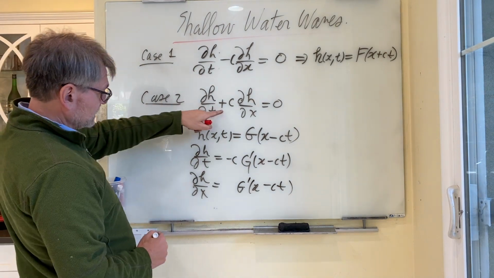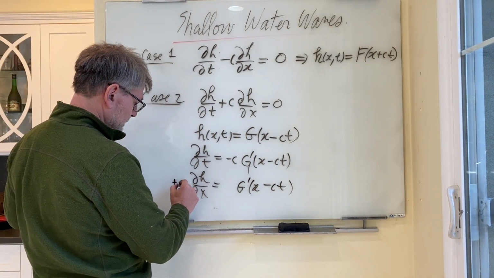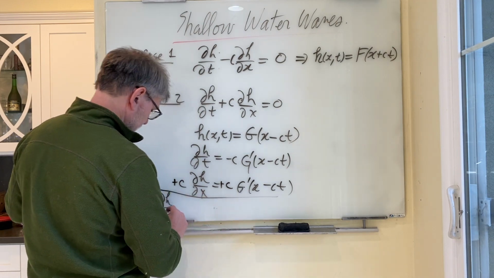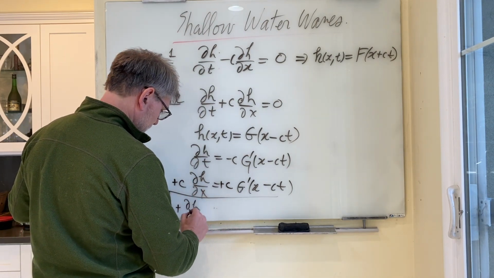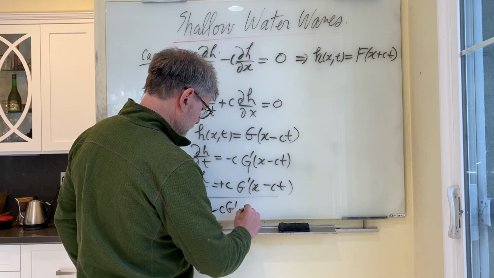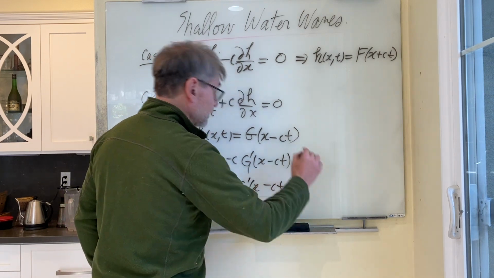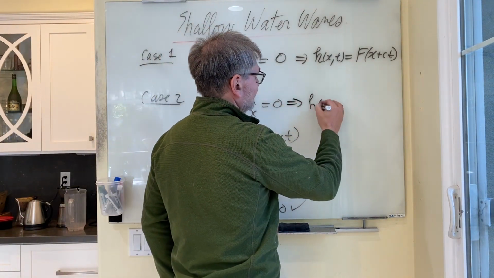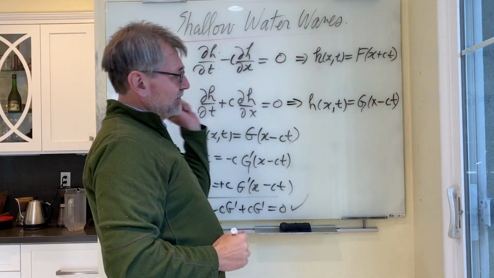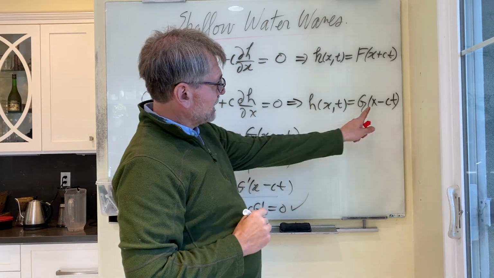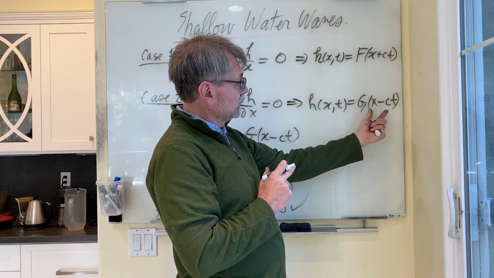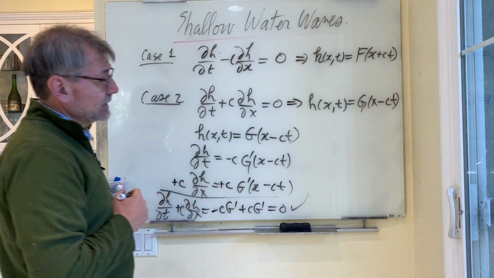Now if I want to check this equation, I multiply the second equation by plus c and add the two. What I get is dh/dt plus c dh/dx is equal to minus c times g prime plus c times g prime, which is 0. And therefore we have a solution. So in this case, h of x and t is equal to g of x minus ct. This is a wave propagating in the plus x direction, to the right, because as t increases, ct becomes larger, and if the value of g is going to be a constant, then x has to increase, and you get a pattern translating to the right.